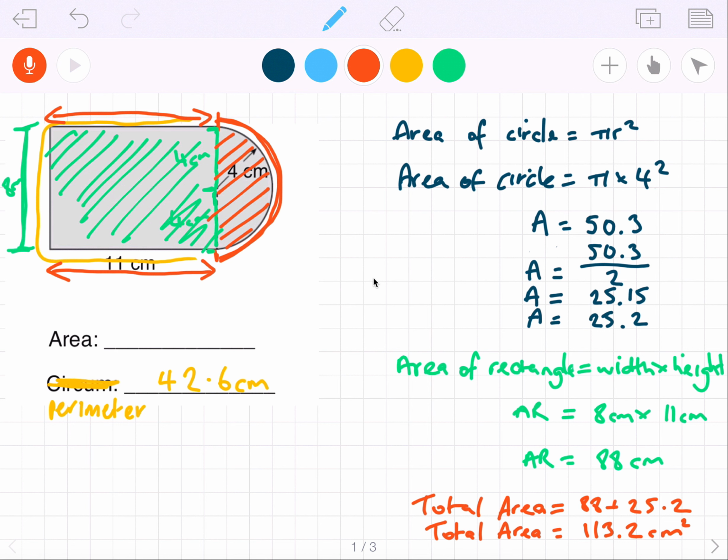So we can write in the area. We just calculated the area, and we've said that the area is 113.2 centimeters squared. So that's how to calculate the area and the perimeter of a compound shape.